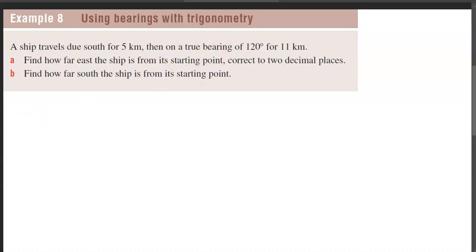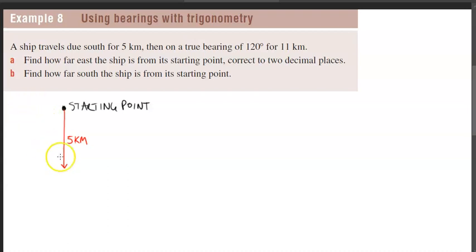So obviously we need a starting point of some sort. So a starting point right here. So this is the starting point of our ship. And the ship travels due south 5 kilometers. So due south just means going south. This is for 5 kilometers. Okay, pretty straightforward so far. Then on a true bearing of 120 degrees for 11 kilometers.